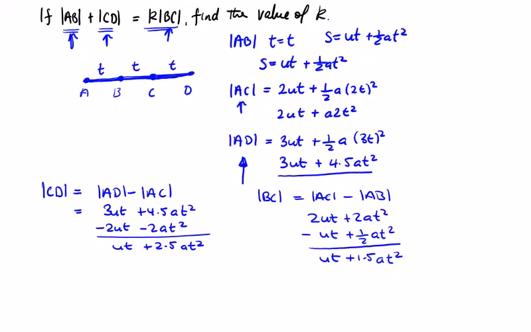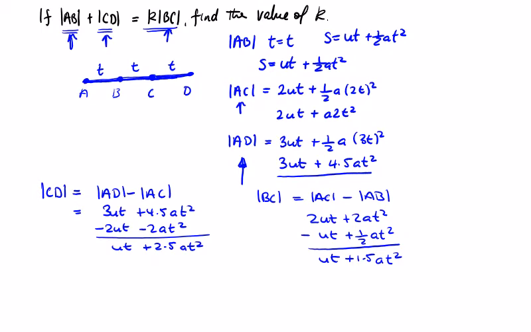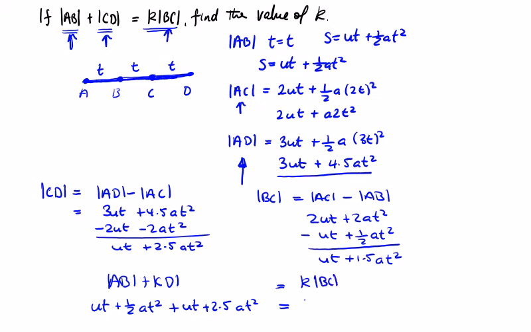So let's fill this in now to what we know. AB plus CD is equal to a constant times BC. So AB is ut plus a half at squared plus CD, which is above it here, ut plus 2.5 at squared. That's going to be equal to a constant K times BC. So it's going to be a constant times ut plus 1.5 at squared.